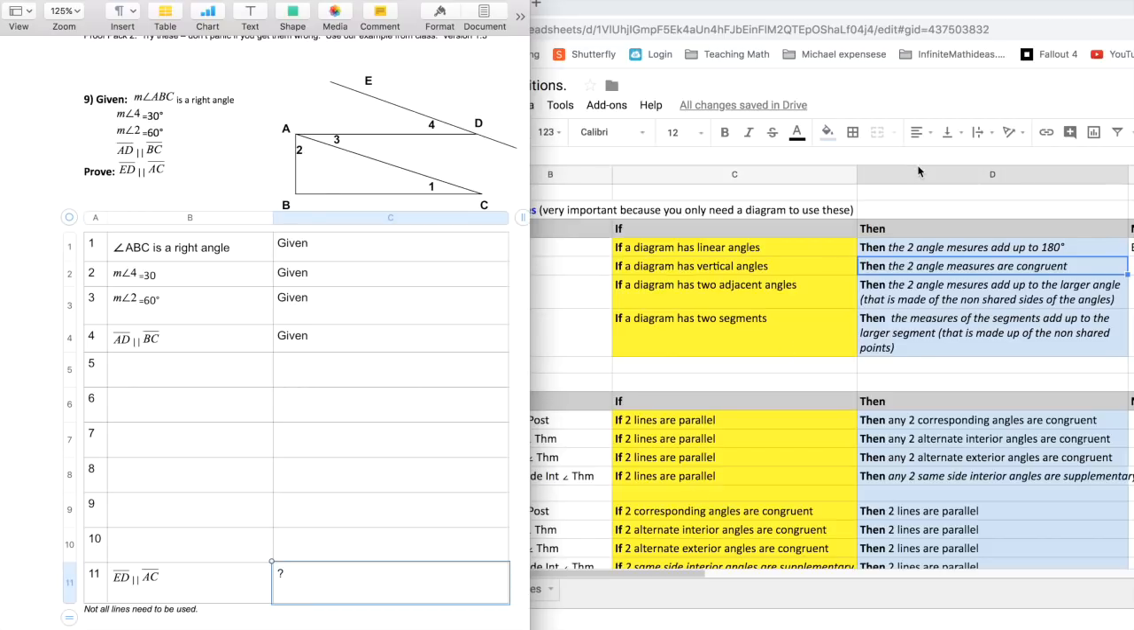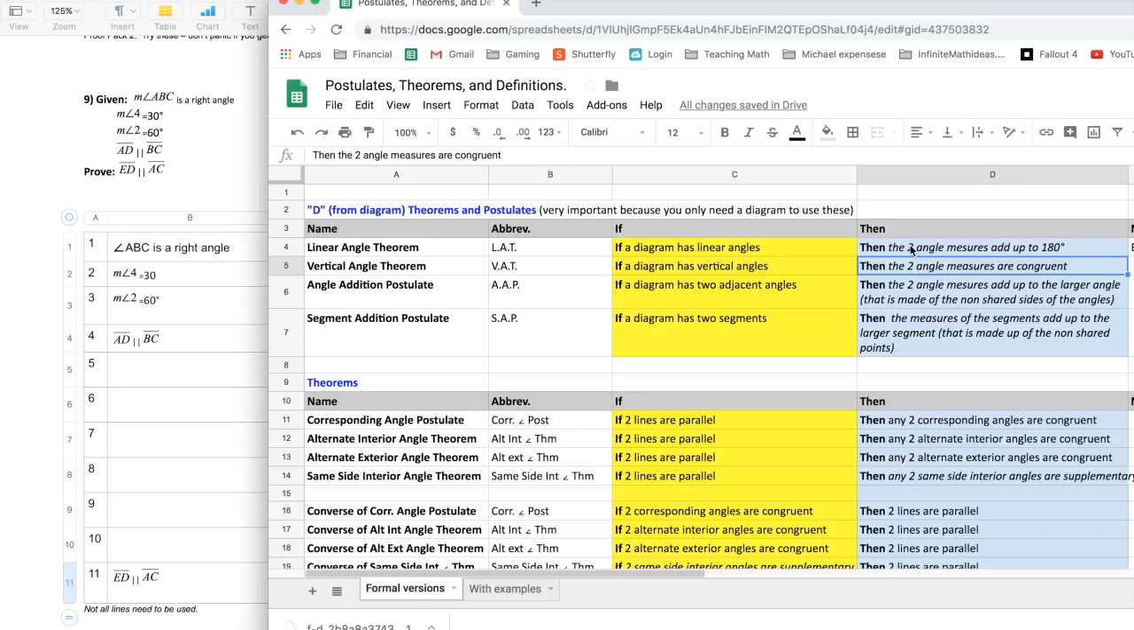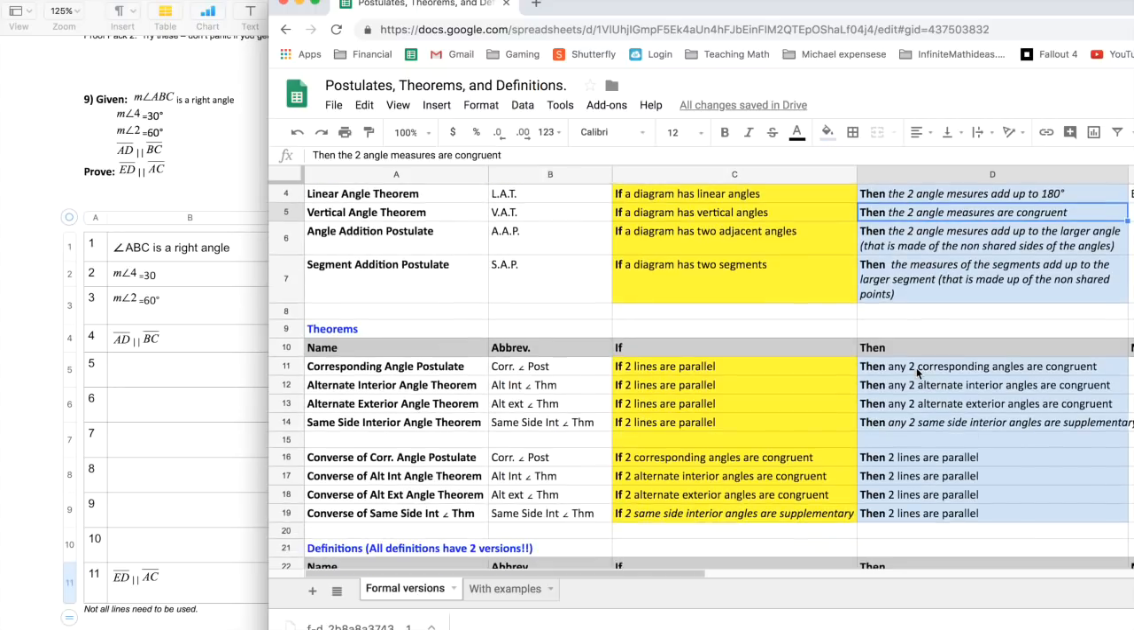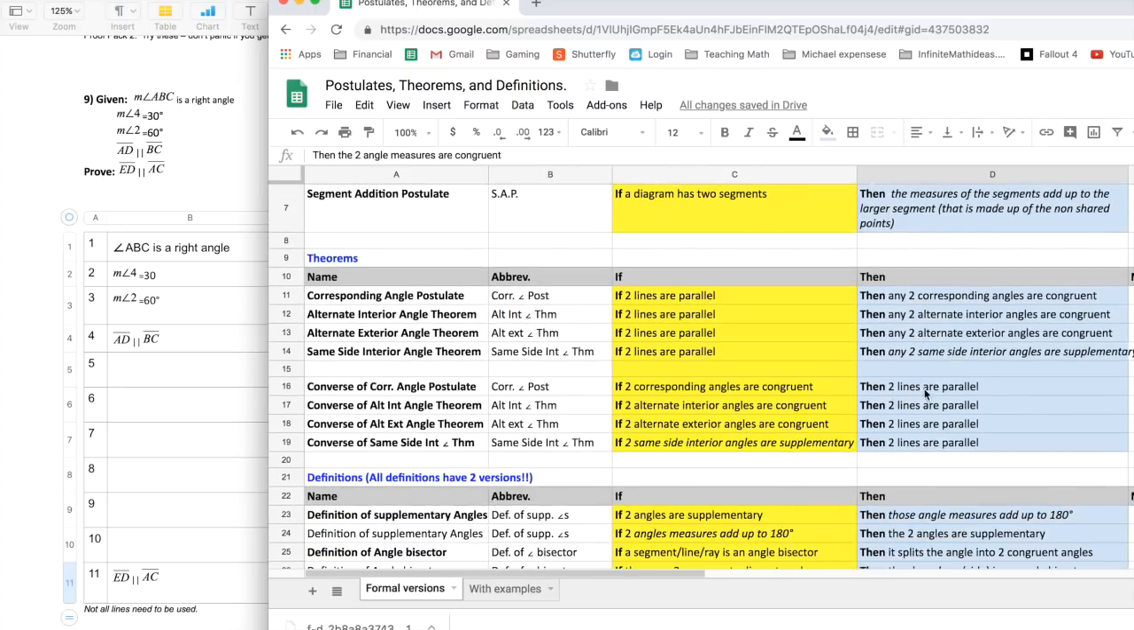So let's look over here in this column for anything that says, then 2 lines are parallel. These don't, these don't, these don't. Bingo, here we go, then 2 lines are parallel. So it could be any one of these 4 theorems or postulates. So it's the converse of corresponding angle postulate, the converse of alternate interior, the converse of alternate exterior, the converse of same side interior.